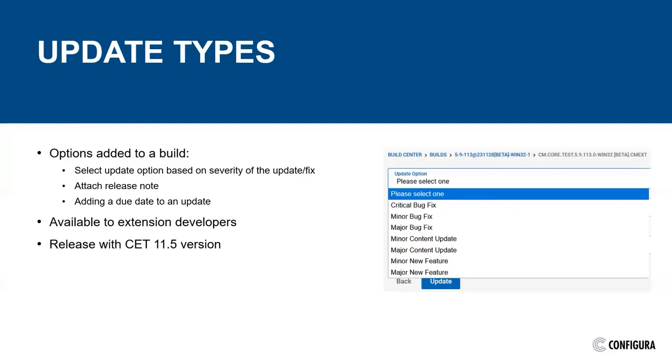This is the only one that's treated any differently. By default, when users receive updates or the update notification, they have the option of delaying it for some time and doing the update at a later time. Critical bug fixes actually bypass that. If a build is marked as a critical bug fix, as soon as the user gets notified that it's available, they're forced to install it right away.